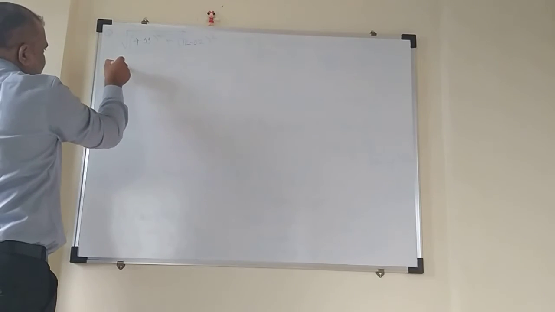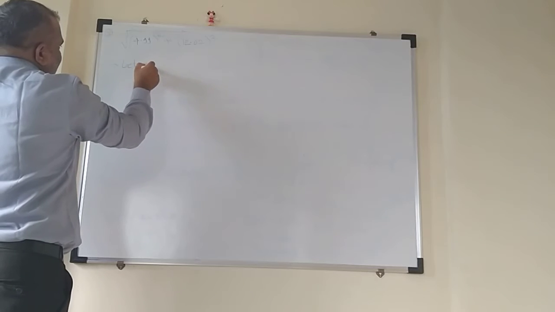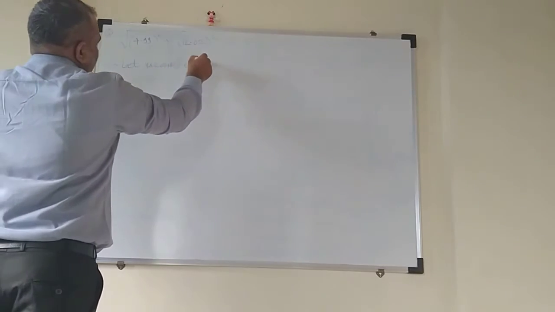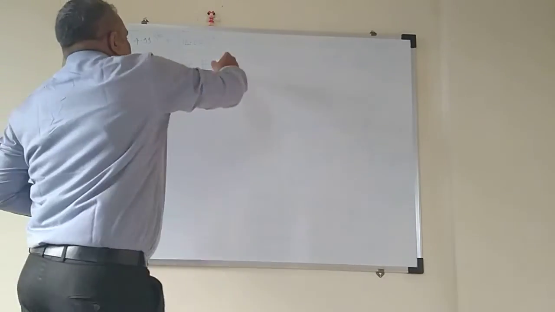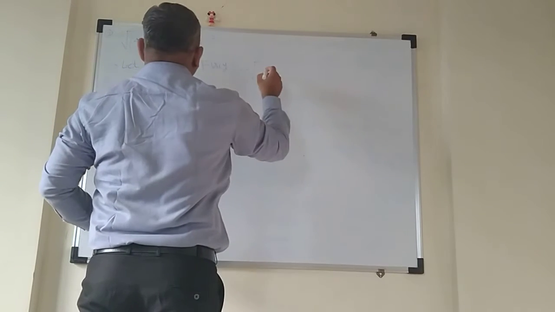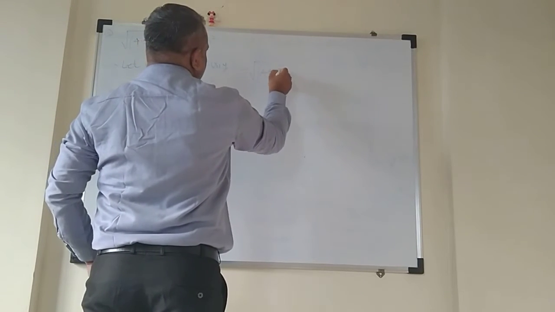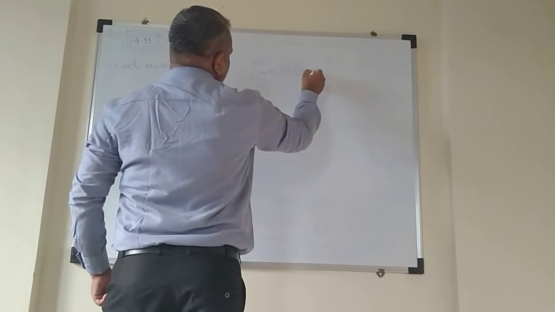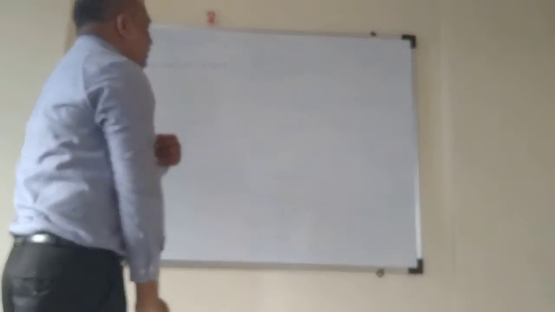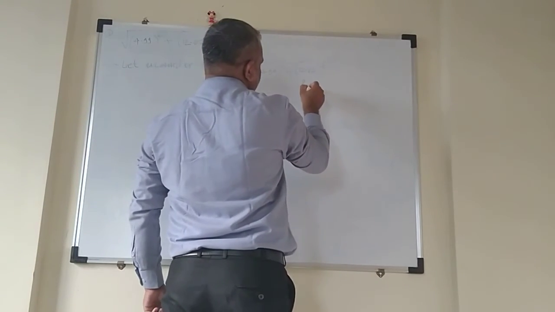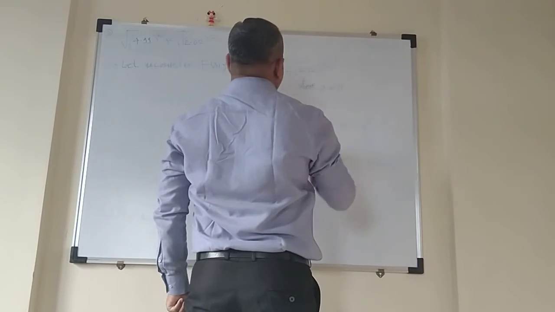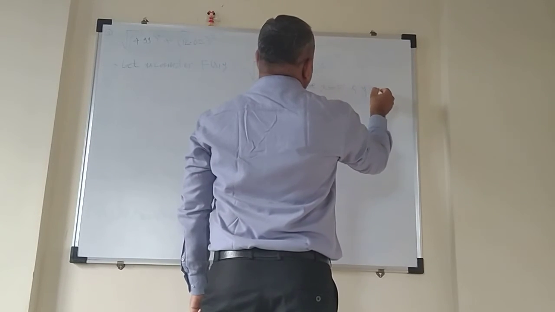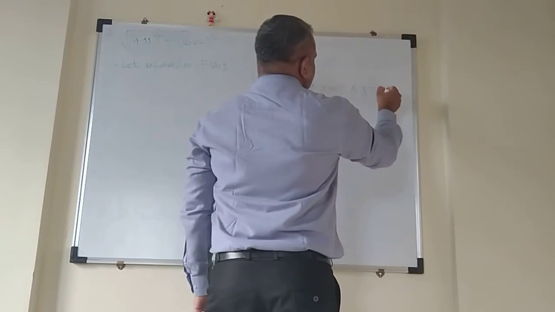So what's the first step to solve this problem? Let us consider f as a function of two independent variables x and y, equal to the square root of (4.99) squared plus (12.02) squared, where the value of x is the close value to 4.99, which is 5, so x equals 5, and the value of y equals 12.02, that means 12.